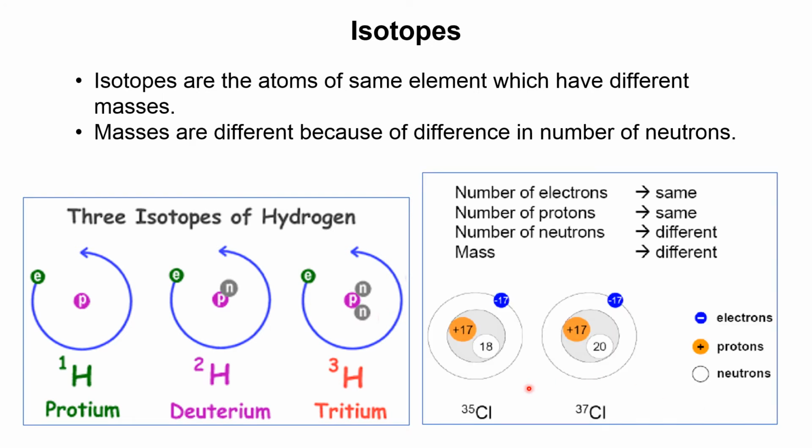Let's see chlorine. There are 2 isotopes of chlorine, which are chlorine 35 and chlorine 37. Here also you can see that the mass numbers are different, because of the difference in the number of neutrons. So isotopes have the same number of electrons, the same number of protons, but a different number of neutrons and different masses.